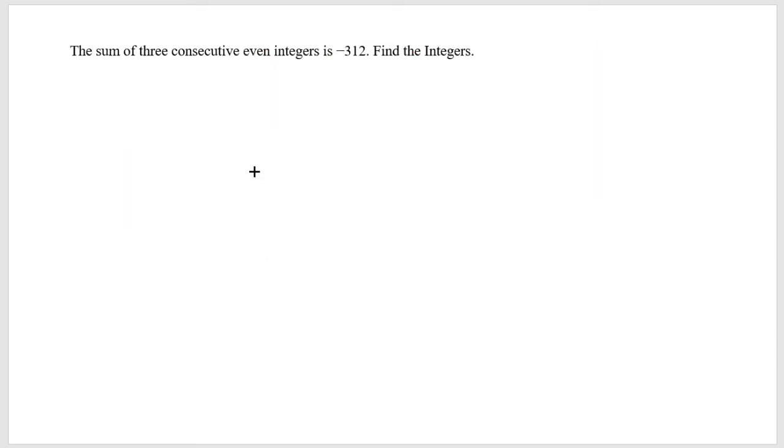Okay, this is the last set of word problems I'm going to solve. Here, the sum of three consecutive even integers is negative 312. Find the integers. Again, there is this three consecutive even integers. What does this mean? That's a part that requires some digestion before you try to tackle the entire question.